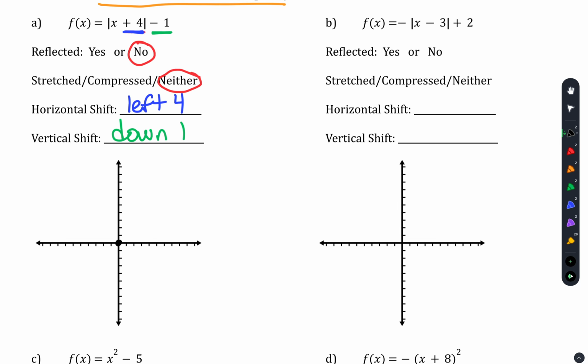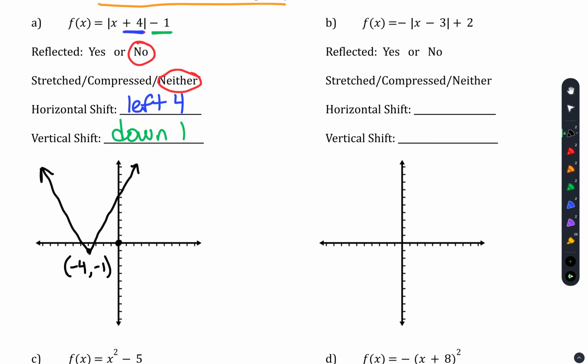So we're going to start in the center. And then I'm going to move to the left 4 and down 1. 1, 2, 3, 4, down 1. That puts my vertex right here. What shape is this graph going to make? A V shape. And I want to make sure that it's pointing upwards because it's not reflected. So now I'm going to sketch my V shape. Everybody good with that? The only part that really matters where it goes is that we have a vertex at -4, -1. Otherwise, as long as you make it look pretty, I'm happy with that.